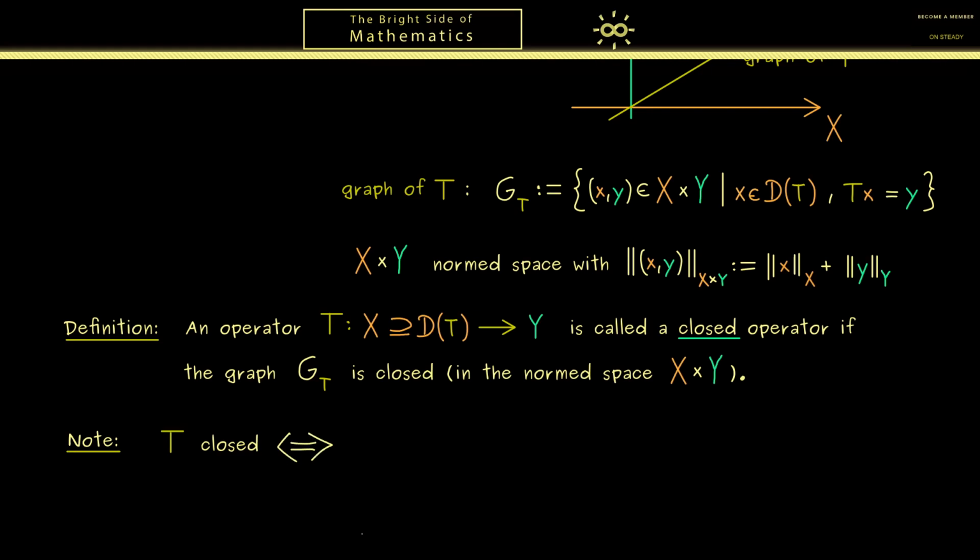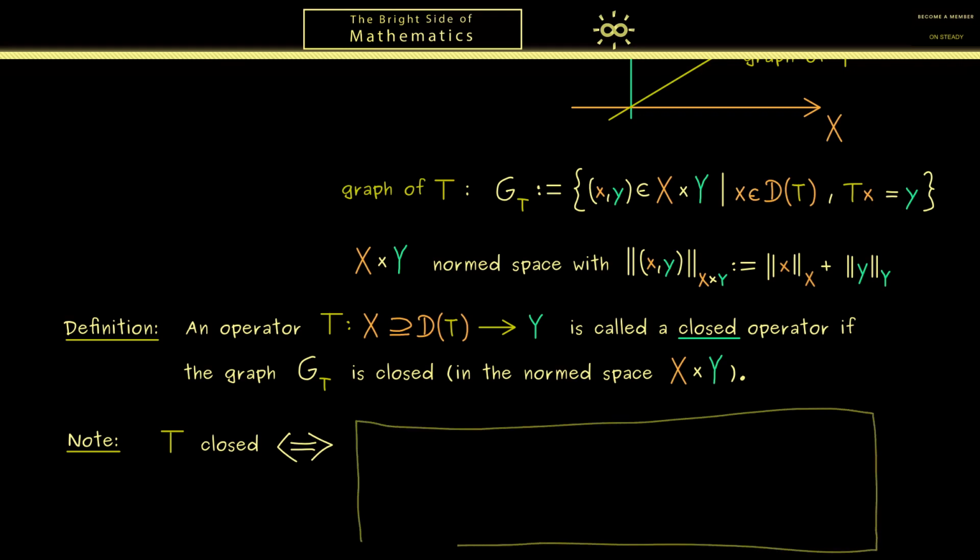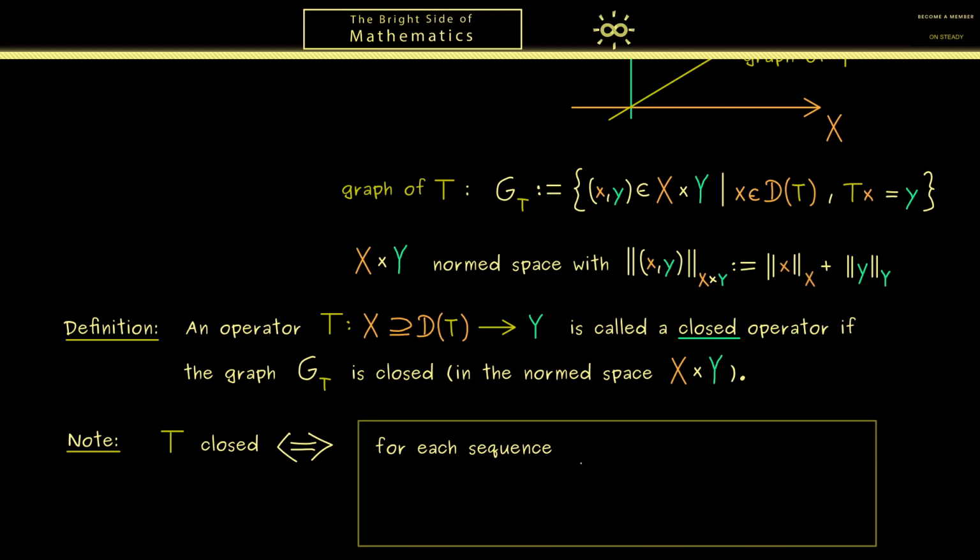And this means we immediately get an equivalent definition for a closed operator. More precisely, instead of working with a closed set, we can also work with sequences. So what you have to do is to take an arbitrary sequence x_n inside the domain, and this one has to fulfill two properties. So first, it should be a convergent sequence in the normed space X. This means it has a limit that lies in the space X.